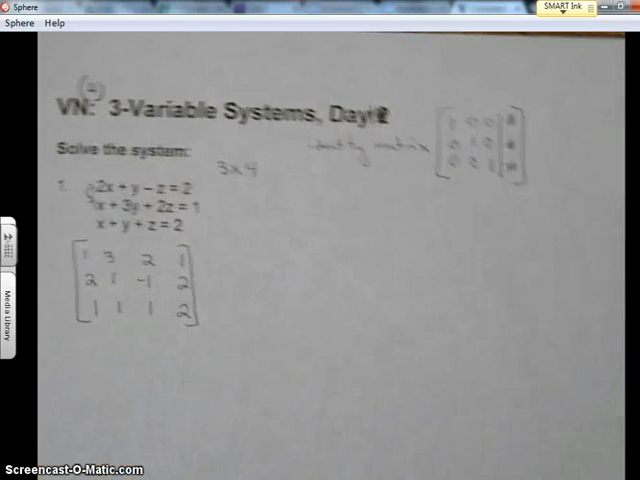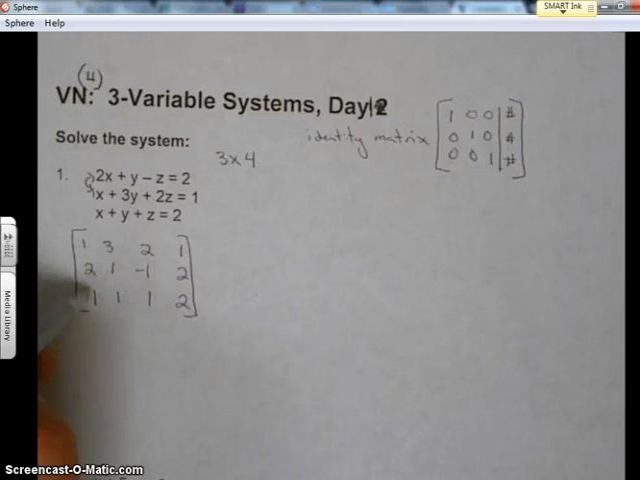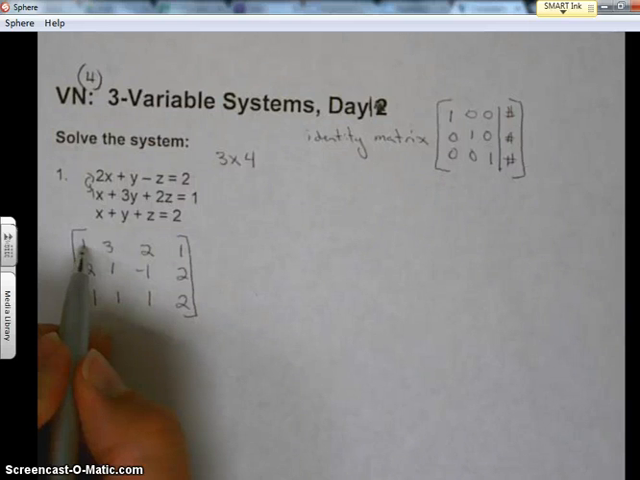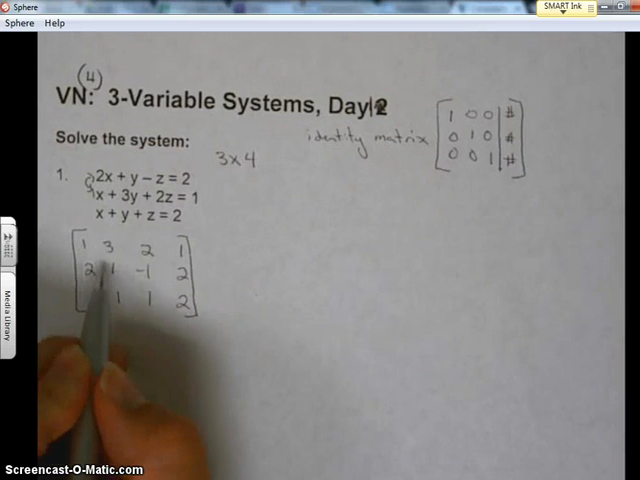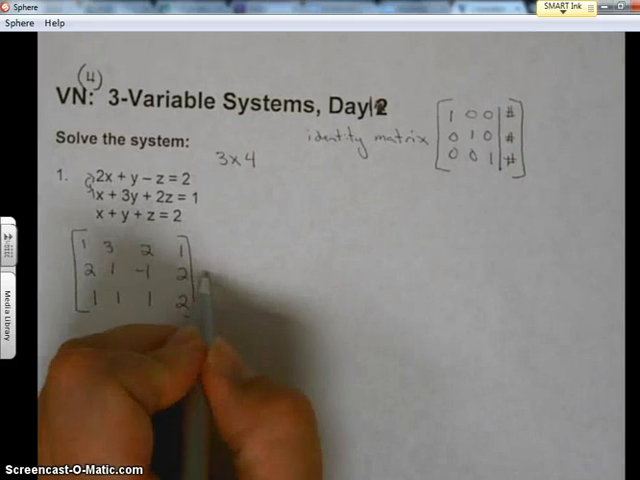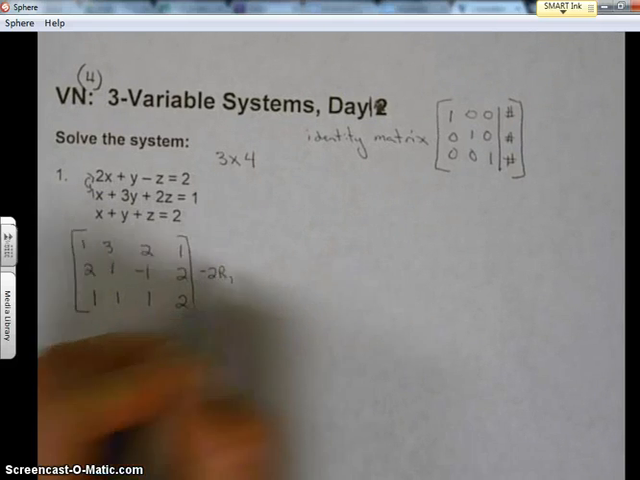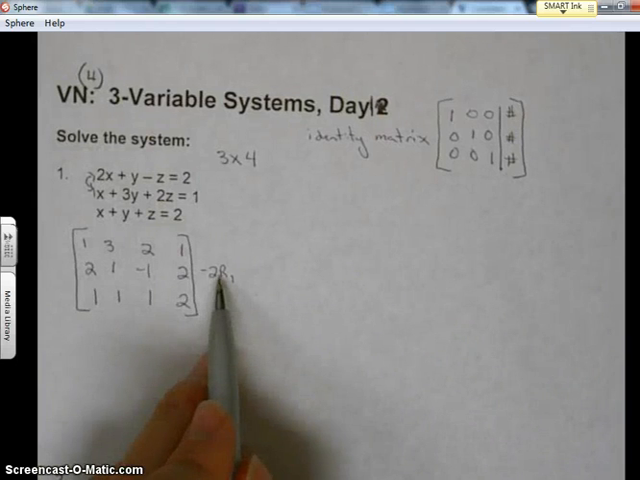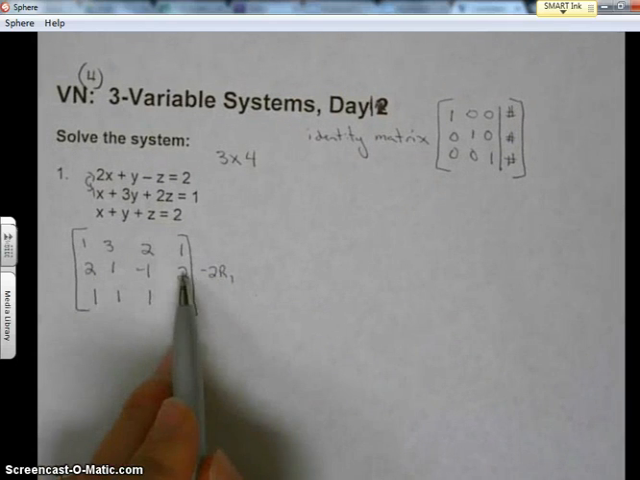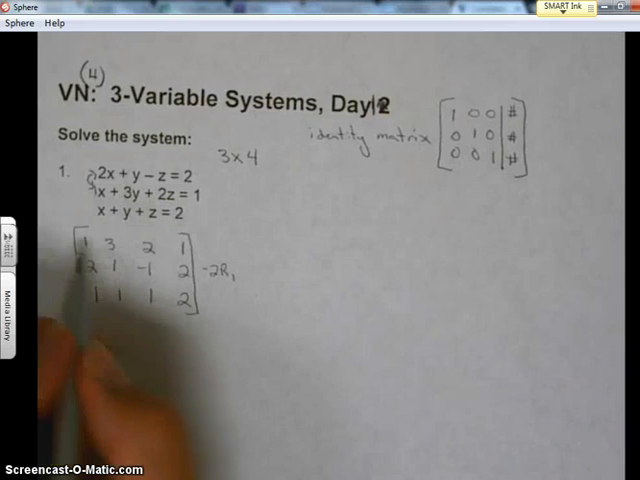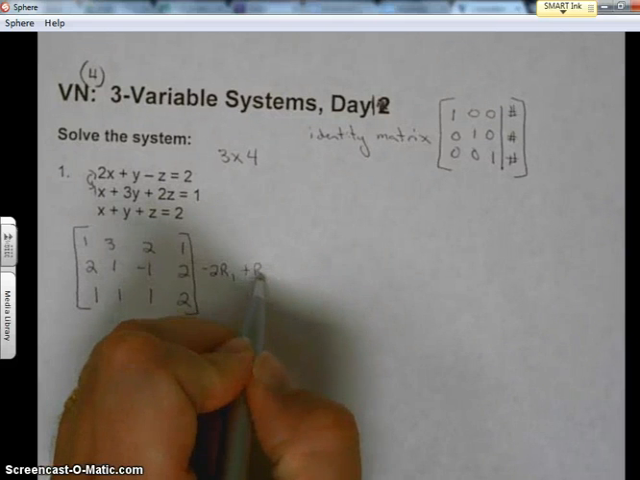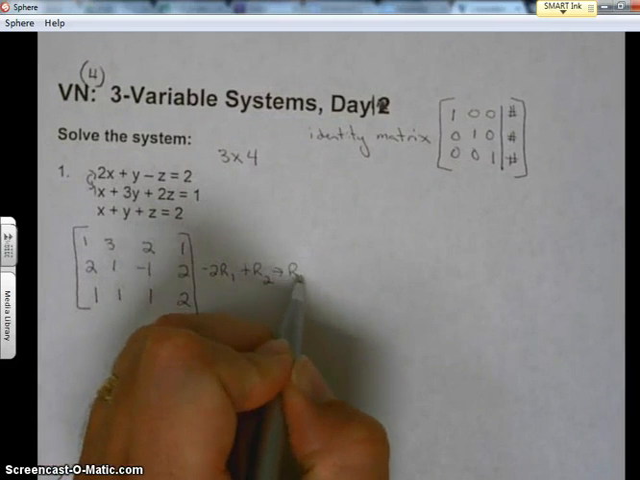Okay, so the next thing we want to do is we want to get our zeros in these two places. We do it the same way that we do a 2 by 3 matrix. We're going to take row 1 times negative 2, so negative 2 times row 1, and I'm going to go ahead and write the operation next to the row that I'm going to change. So I'm going to take negative 2 times row 1, and I'm going to add it to row 2, and this is going to give me a new row 2.